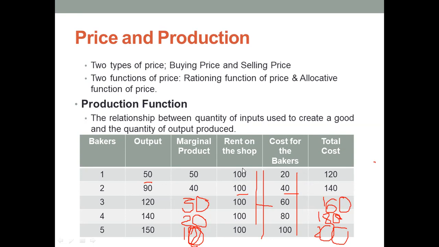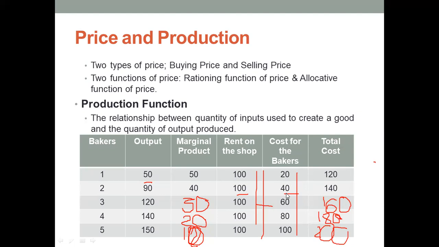So 100 siya, so maski isa lang imo baker, duwa imo baker, tatlo imo baker, 100 na siya. Okay, cost for the bakers, ini naman ang variable cost. So later makita naman natin. Variable cost, ini naman siya the type of cost that change depending on the production. Okay? Kung damo mo production, taas mo production, ibig sabihin, taas mo gasto, imo variable cost.